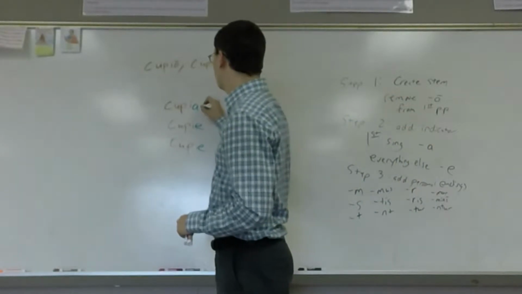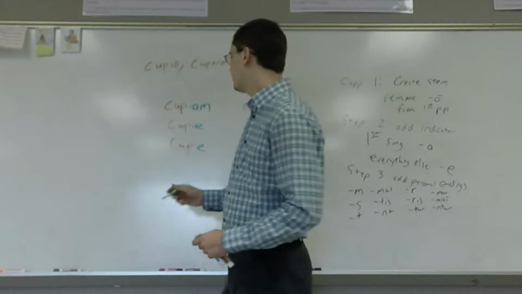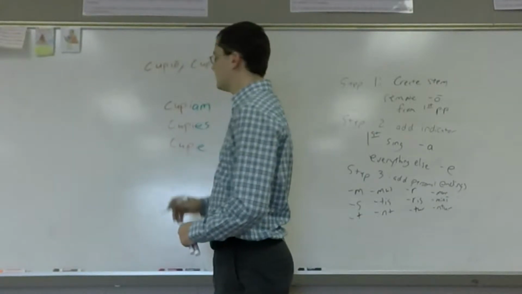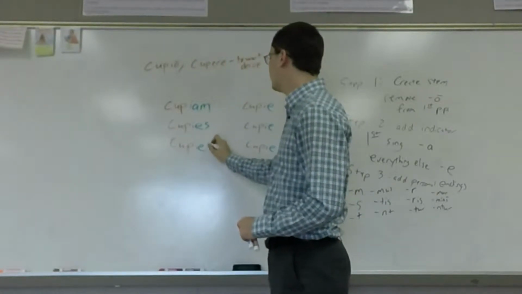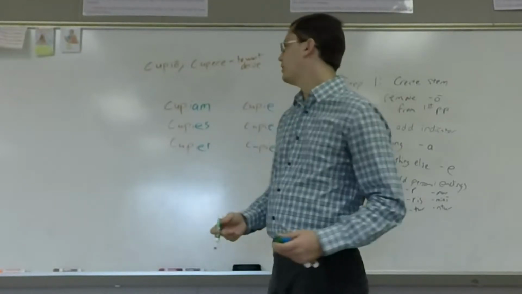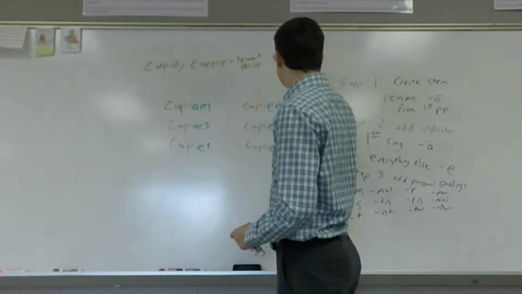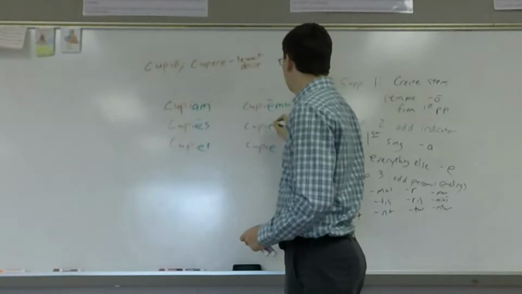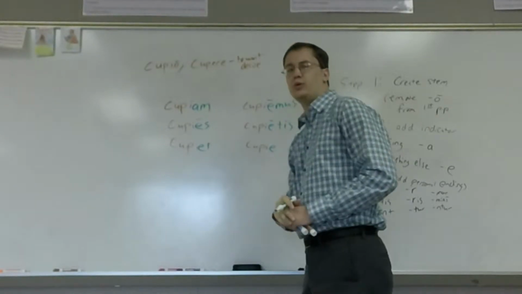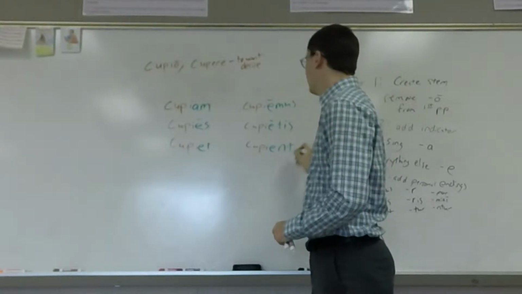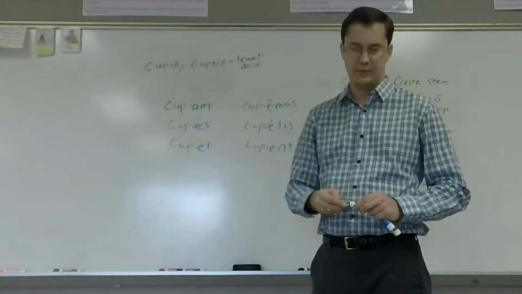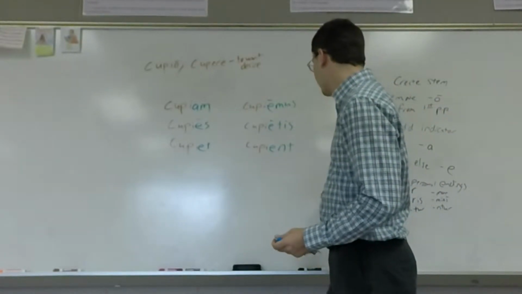So that gives us cupiam, I shall want, cupies, you will want, cupiet, he, she, or it will want, cupiemus, we will want, cupietis, you will want, and cupient, they will want. And that's all we have to do with the active voice.